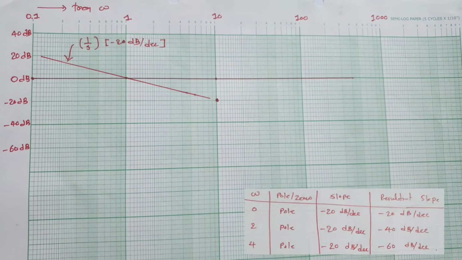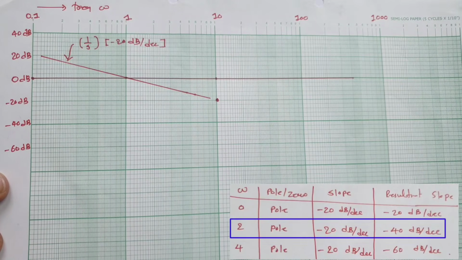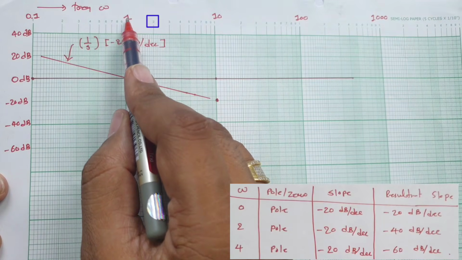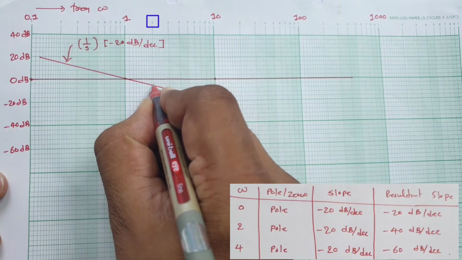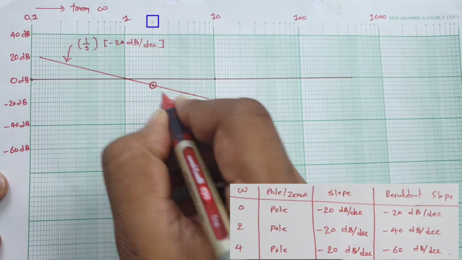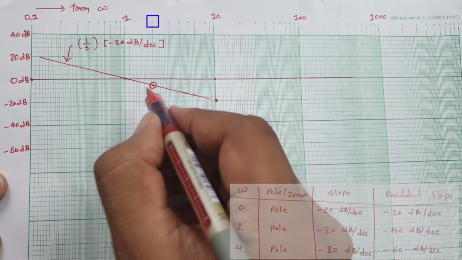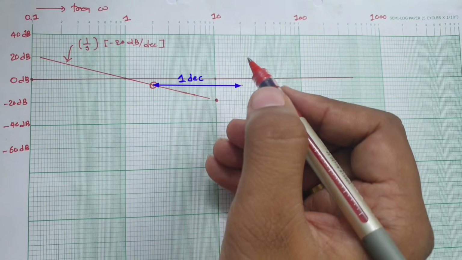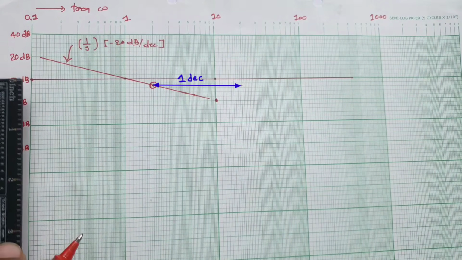Now if you see the table, the second corner frequency is omega equals 2. You see this is 1 and this is 2, so omega equals 2 is happening over here. So make a point, and that is having a slope minus 40 dB per decade, right? So my 2 to 2 that is happening over here, and here all you need to do is just see a scale.